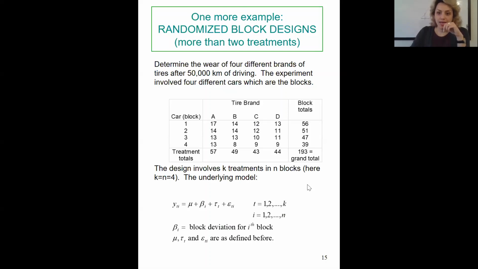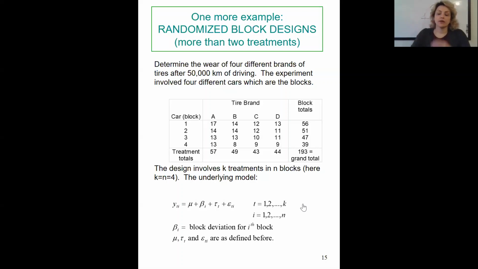So we would say the design involves K treatments in N blocks. Here, K and N are both 4. We have 4 different tire brands, so tire brands are the number of treatments, K. And then we have N blocks, where N is the number of cars. Like before, we had 10 people, so N was equal to 10 in the previous example. So here we have 4 cars, so N is equal to 4.